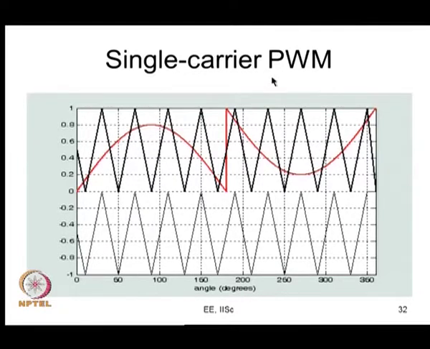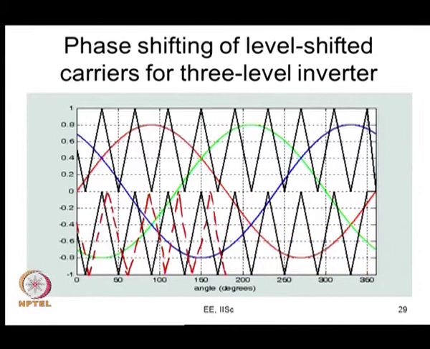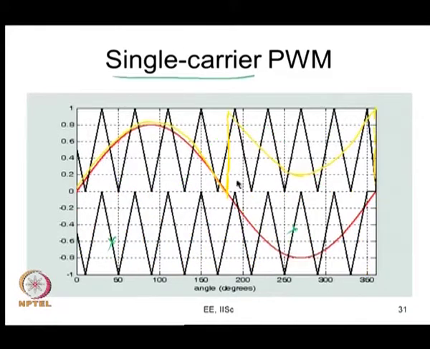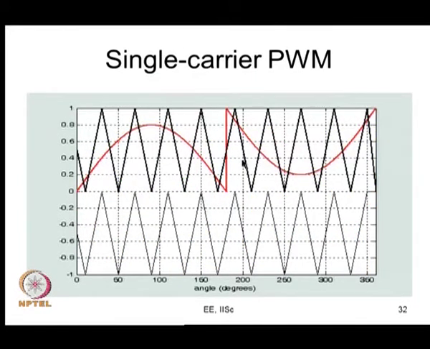This is very identical to what you do with 2 level shifted carriers which are in phase, and that is what we will be considering for the rest of the discussions in today's lecture and the next lecture. So, what we are actually considering is this 3 phase sine waves compared with 2 level shifted carriers, and this is equivalent to that. So, that is the PWM waveform we are going to consider.